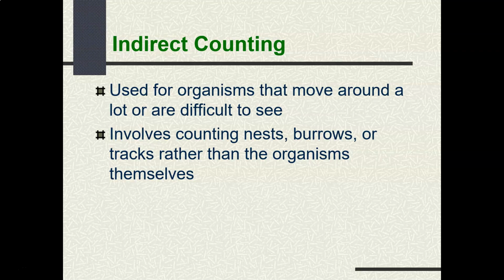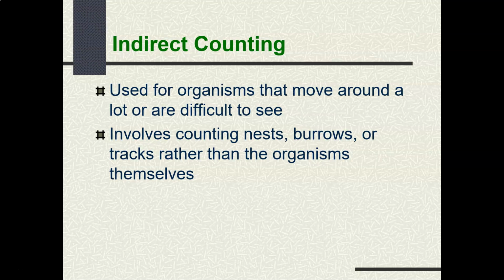Another option is this idea called indirect counting, and this is much more effective for organisms who do in fact move around, or who are organisms that just tend to be very difficult to see or interact with as a human. They're skittish, they're not going to come near you, whatever the case might be. So in indirect counting, you're not counting the actual organisms, but instead you're counting things that they would create. So nests or burrows or tracks, rather than the organisms themselves.